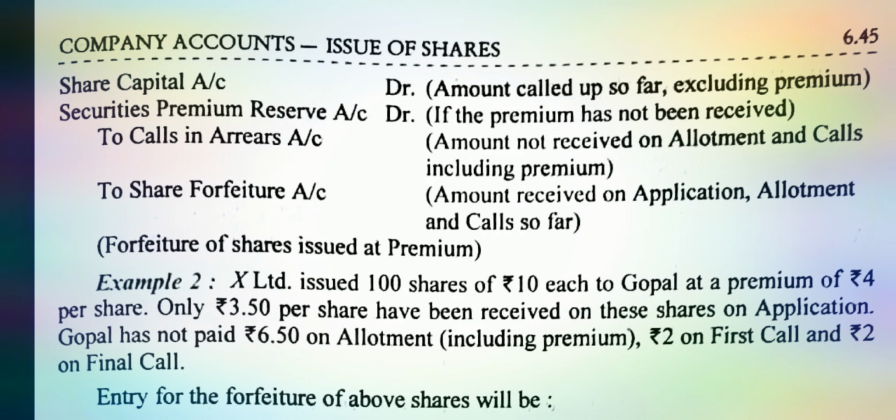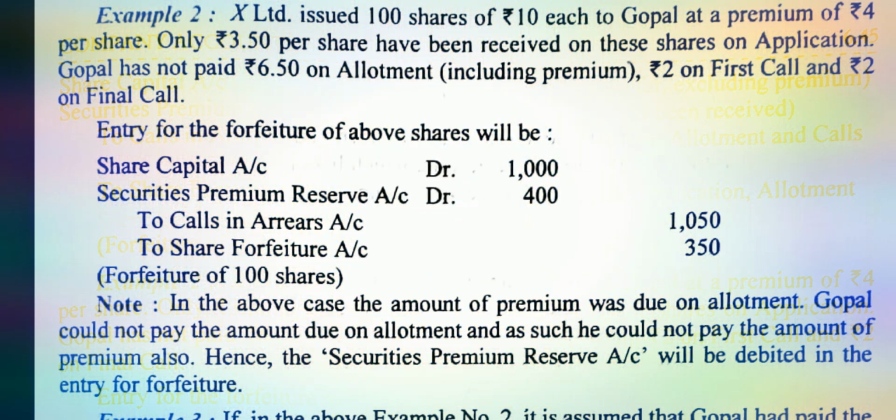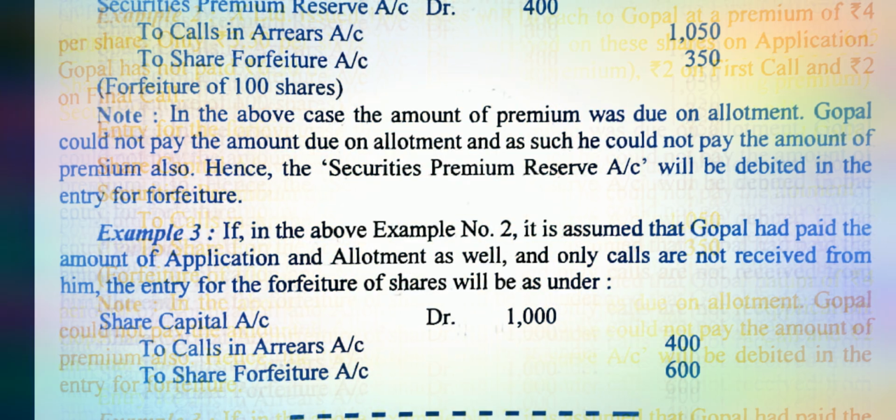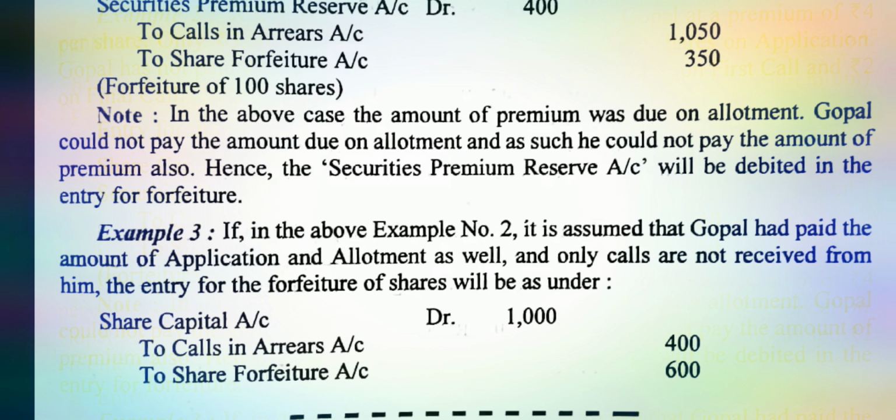The three, share capital, calls in arrears and share forfeiture, would be amounted in the same way as informed at par. But the security premium reserve which is debited here would be with the amount not received on those forfeited shares regarding premium only. One example regarding that is also given here, so you can see it properly. If you have any kind of confusion, you may discuss with me.